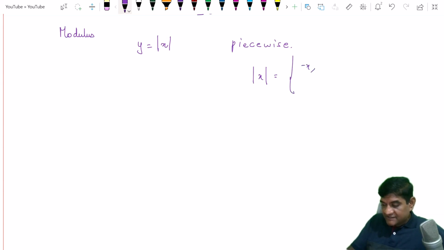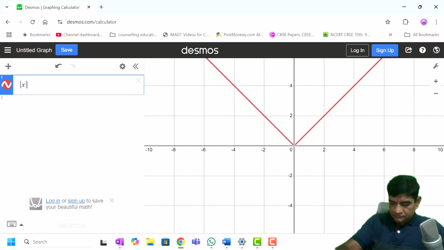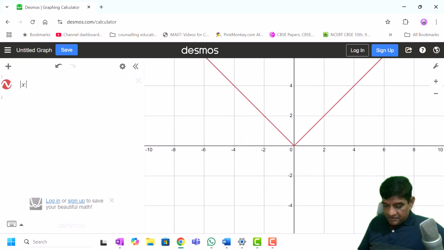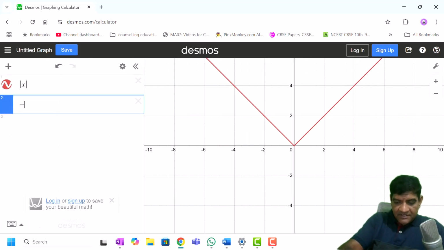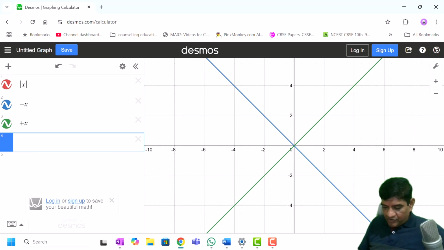Basically, it's equal to -x when x is less than 0, and then x when x is greater than or equal to 0. Let's look at the graph of this very quickly. So that is your mod function. Looks like a V. And if I could plot another equation, let's say -x and then a +x. So I'm going to hide -x here. So you can see that -x is overlapping with the mod function, and +x is overlapping with the mod function. So a mod function is pieces of two different functions put together.